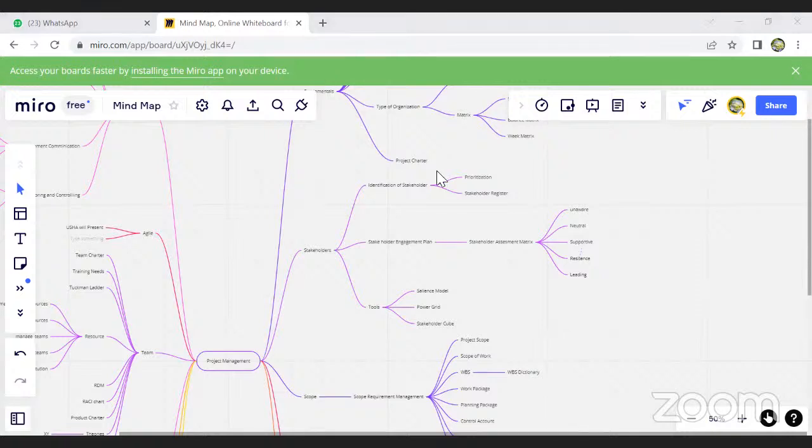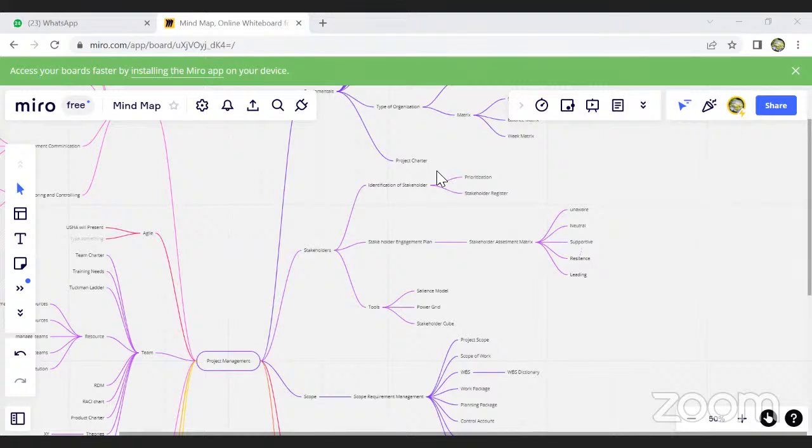The third portion is stakeholder prioritization. What is their priority? It could be low power, low interest; high power, low interest; low power, high interest; and high power, high interest. Keeping in mind their prioritization, we have to deal with each party. For example, for high power, high interest, we have to manage them closely, because they are the key stakeholders.